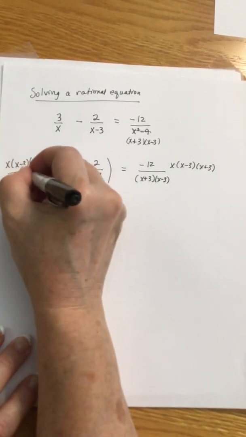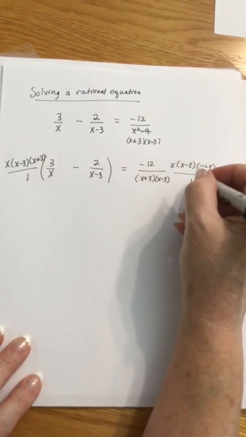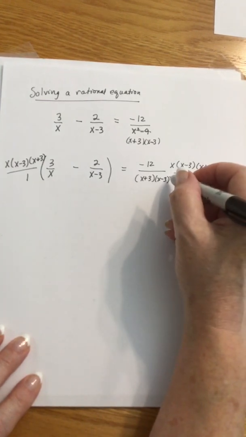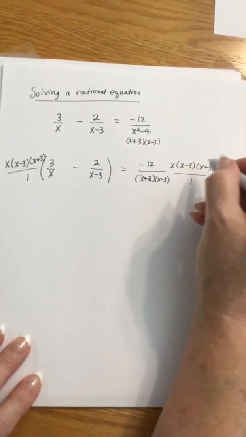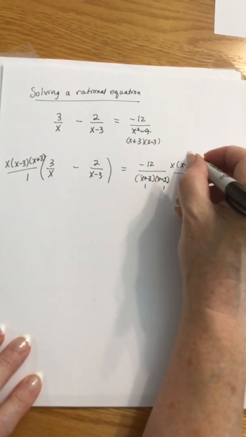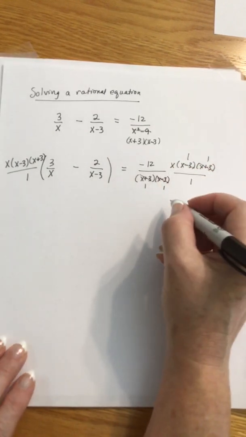So when I put this over 1, as long as I multiply the same thing on both sides of an equation, it's still going to be equal. So on this side, we can see that it's going to cancel. The x plus 3 is going to divide out with the x plus 3. The x minus 3 is going to cancel out with the x minus 3. And we're left on this side with negative 12x.